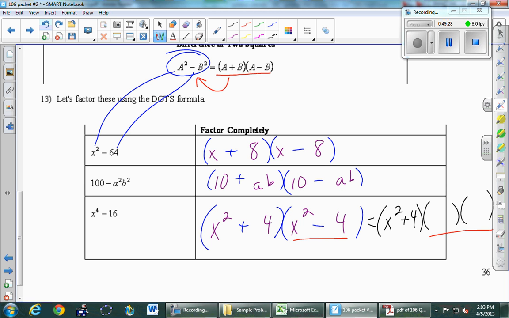First terms have to be the same. Last terms have to be the same. So what first terms will give you x squared? It's x and x. What will give you a 4? 2 and 2. What about the signs? Plus and minus. That one is done.